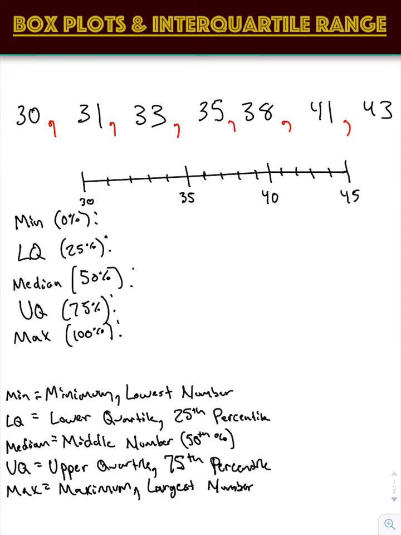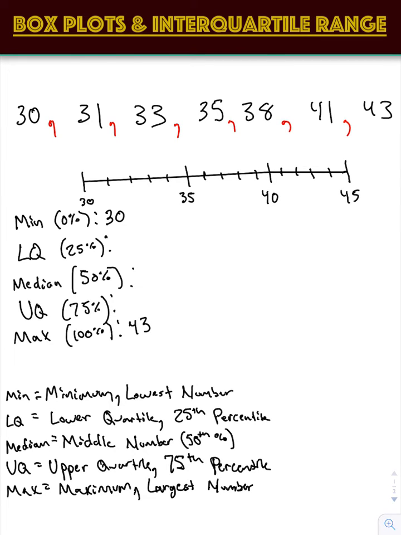The median is the middle number, or the 50th percentile. We have the UQ, which is the upper quartile. It's the 75th percentile, which means it's ahead of 75% of the numbers, but still not ahead of all of the numbers quite yet. And then max is our maximum, which is the largest number, and it's ahead of 100% of the numbers. So our easiest two always tend to be our minimum and maximum. We can gather these just by looking at the data set. So our minimum here is, of course, 30, and our maximum is 43.